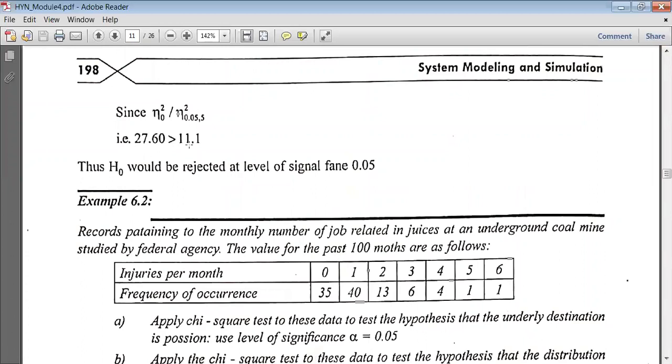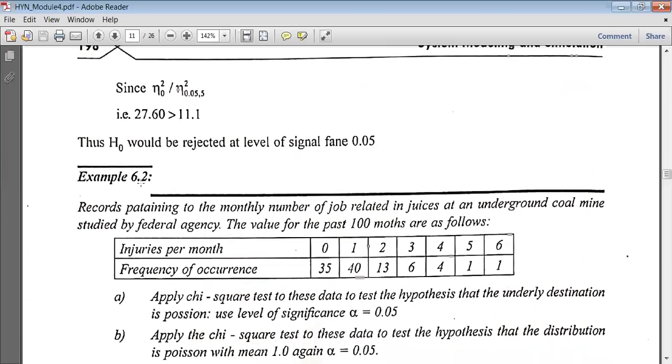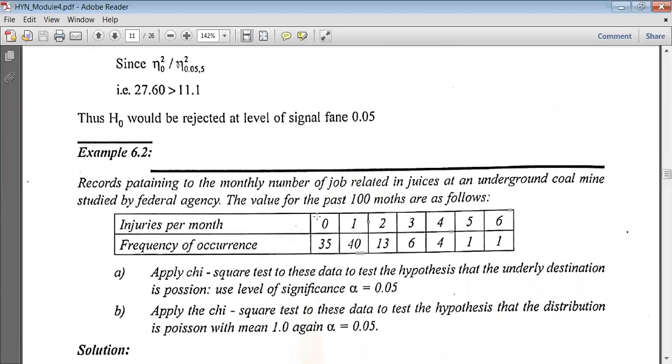So our chi naught square is greater than the level of significance. Since it is greater than the level of significance, the hypothesis will be rejected. If it is less than the level of significance, the hypothesis will be accepted. That means the data will be accepted and it will be said that it is good, the data falls under the goodness of fit test for chi-square. But since here the chi naught square value is greater than the level of significance, we will be rejecting it. So like this, you have to solve the problem for goodness of fit test.